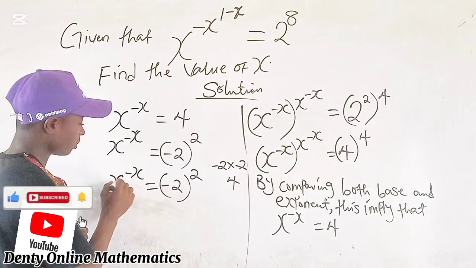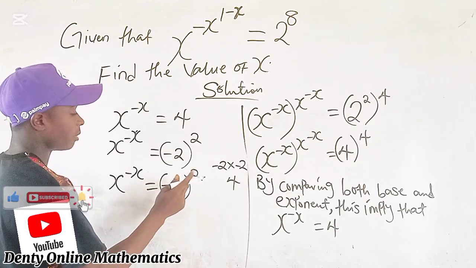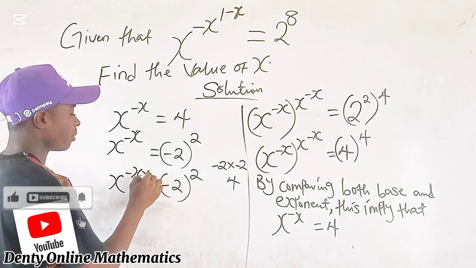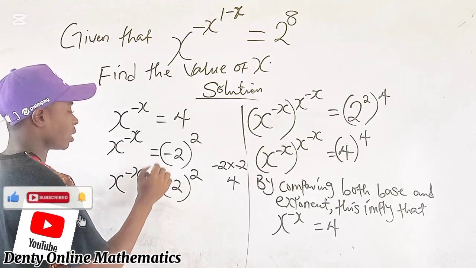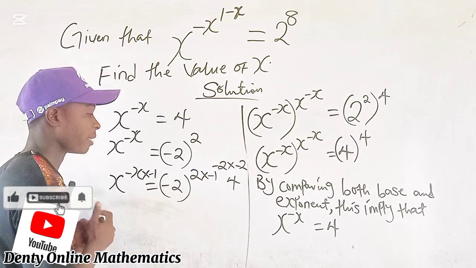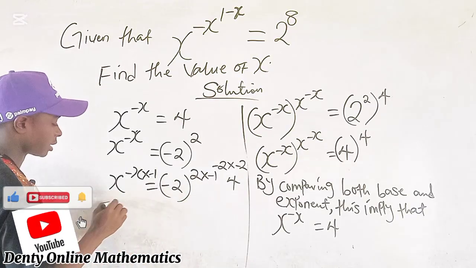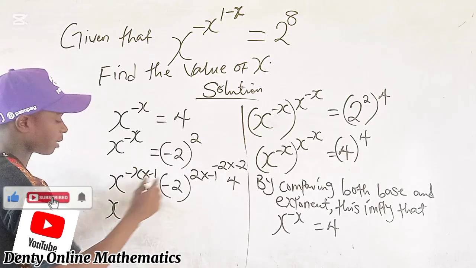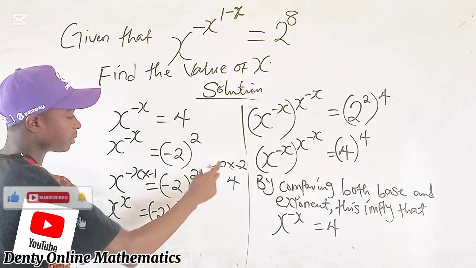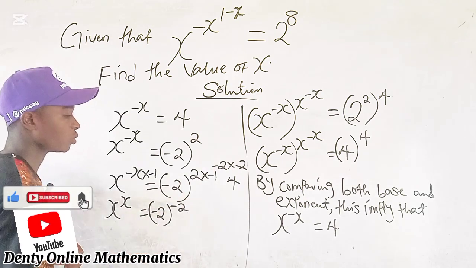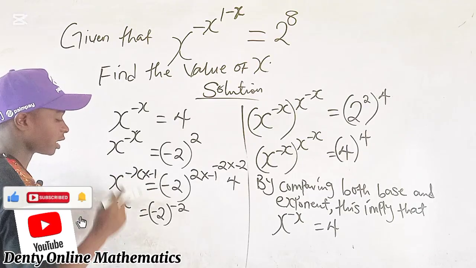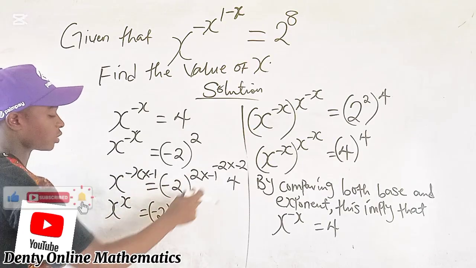First of all, this is what we are going to do. We have x raised to the power of minus x equal to minus 2 all raised to the power of 2. I will multiply both exponents by minus 1. So x raised to the power of minus x times minus 1 will give us x, equal to minus 2 all raised to the power of 2 times minus 1, which will give us minus 2 also. Minus x times minus 1 is positive x, minus 2 times minus 1 is minus 2.